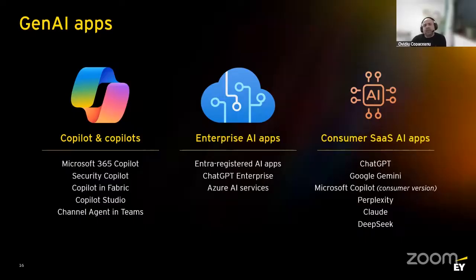Besides that, we have the enterprise AI apps, which are basically the Entra-registered AI apps, the ChatGPT one, and the Azure AI services. And as we all know, and probably most of us have been using since 2022, if I'm not mistaken, when they appeared, the consumer SaaS AI apps, and we have there ChatGPT, Google Gemini, Perplexity, Claude, and so on.